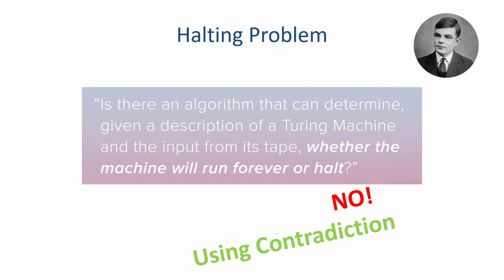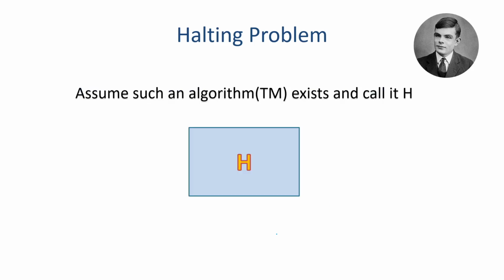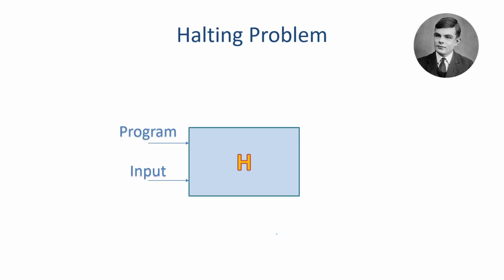And the way that contradictions usually go is, we assume that the main problem that we're trying to prove is not possible, we'll assume that it is. So assume that such an algorithm does exist. And when we say a high-level description of something, it's similar to saying a Turing machine itself. So we're going to be assuming that this algorithm or this machine exists, and we'll call it H. So H for halt. Now, this machine is going to take two inputs, a program like another Turing machine, and the input from its tape.